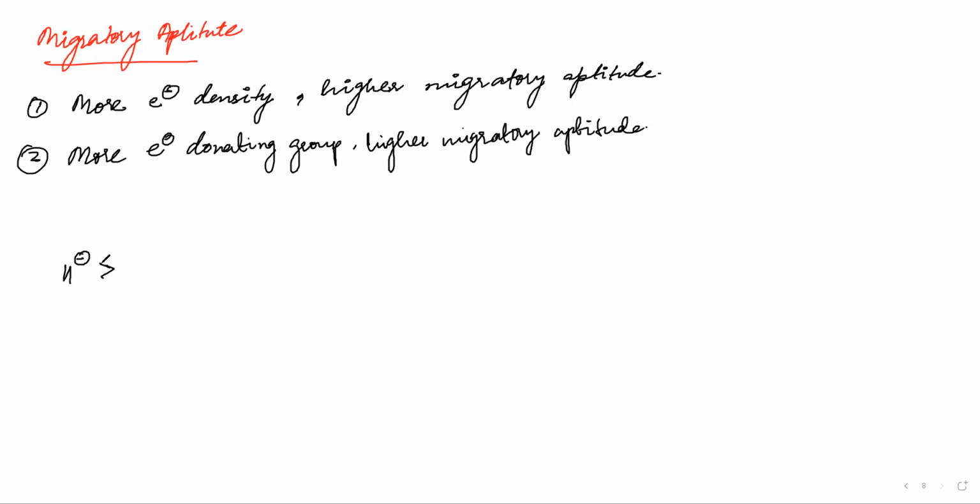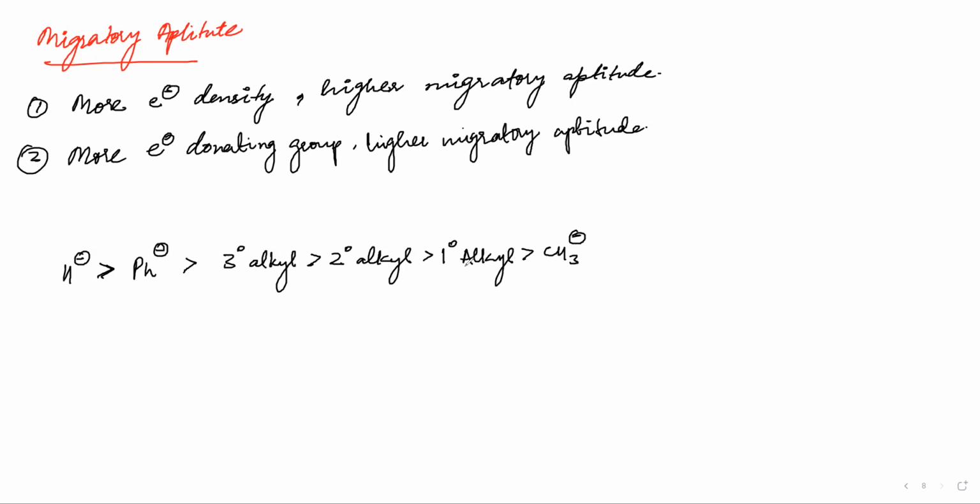atom. Then the migratory aptitude is next for Ph minus, that is the phenyl ring, because the phenyl ring has also some pi electrons and hence it has more electron density than 3-degree alkyls. Then you will have 2-degree alkyl. Then you will have 1-degree alkyl. Then you will have CH3 negative, that is methyl. Now, this is the comparative migratory aptitude.